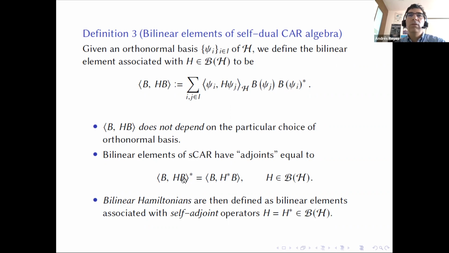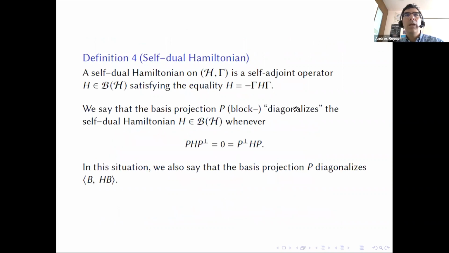One can see, for instance, that if H were not self-adjoint, then it would have to satisfy this property. So this allows us to call this a self-adjoint element when H is self-adjoint. And the set of all these operators will be the set of bilinear Hamiltonians. Now, there is a particular class, which is the one we are interested in, called the self-dual Hamiltonians, and they have to satisfy this property.